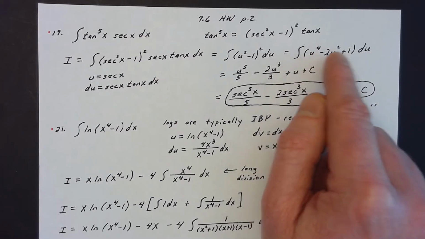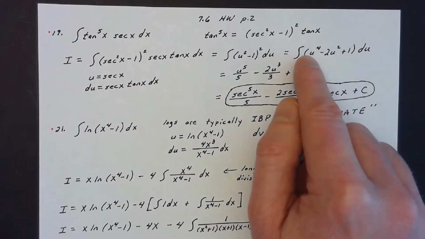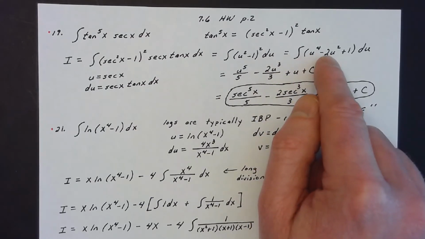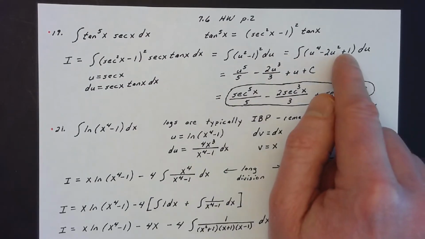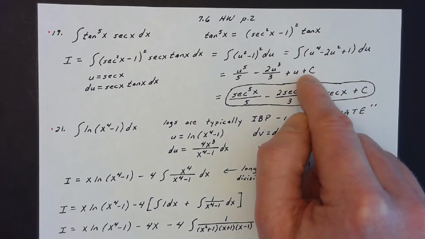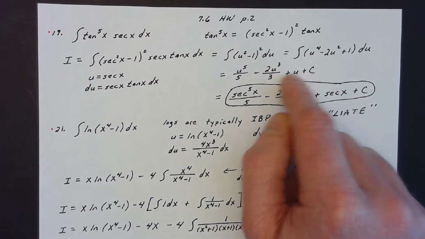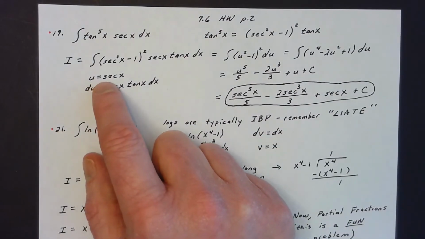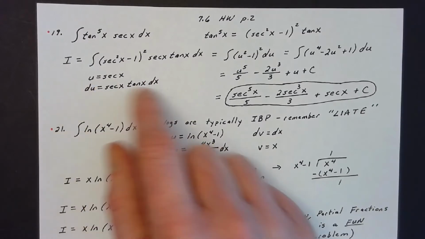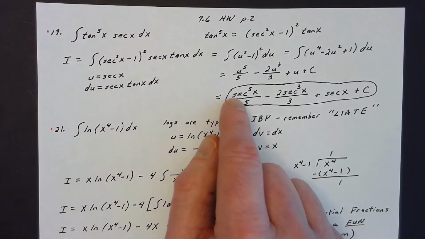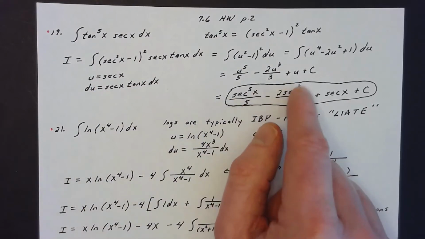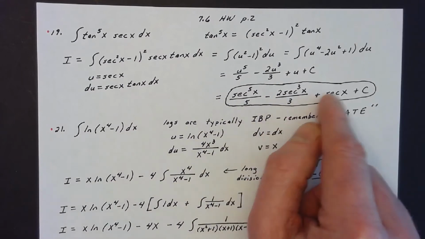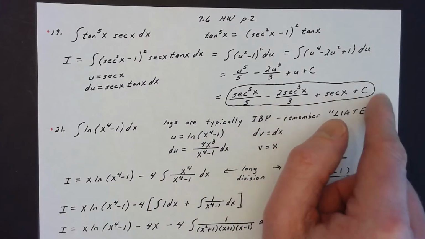You integrate this expression term by term. This one becomes u to the fifth over 5 minus 2u to the third over 3. And then the last one plus u to the first. Of course, plus your constant of integration. Once you have your answer in terms of u, you just substitute. We know that u is equal to the secant of x, so we get secant to the fifth x over 5 minus 2/3 secant cubed x plus the secant of x plus c.